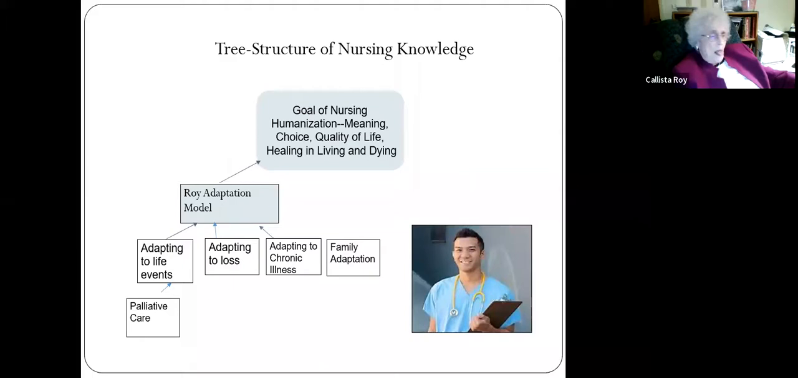So as we summarize, going back to the tree structure of nursing knowledge, what we have looked at briefly here is the Roy adaptation model, with the goal of nursing being humanization, meaning, choice, quality of life, healing in living and dying. With the Roy adaptation model then being able to develop middle range theory, that is adapting to life events, to loss, to chronic illness and family adaptation.